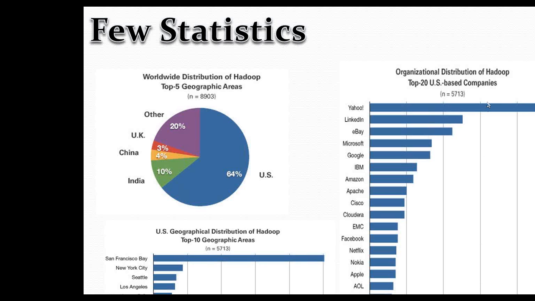If we check the top 10 US-based companies working with Hadoop, Yahoo, as we talked about, is a major pioneer, almost a first-class company for Hadoop. Then LinkedIn, eBay, and Microsoft, which has come up with its own Hadoop solution, HDInsight. Then Google, IBM, Amazon, Apache, and Cloudera. We all know Cloudera's Hadoop distribution platform. We also have Nokia, Apple, Oracle, and HP. So these are a few statistics and predictions for the coming years for the Hadoop platform.